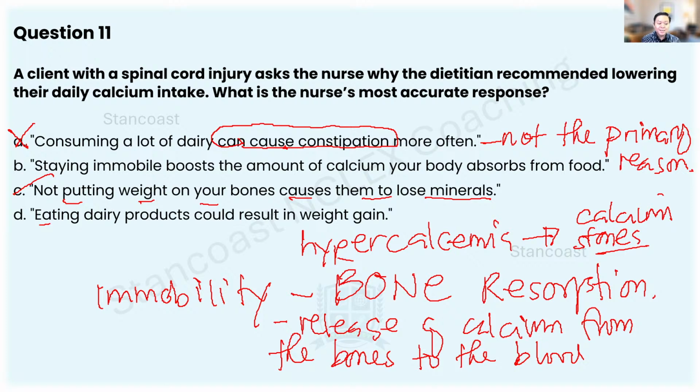Again, the main reason why the calcium intake for this patient is somewhat reduced is because of the risk of bone demineralization caused by the immobility. It can lead to hypercalcemia and eventually to calcium stones. So it's not really lowering, but you're also not increasing, just the regular daily requirement of calcium. All right. Our answer is letter C.